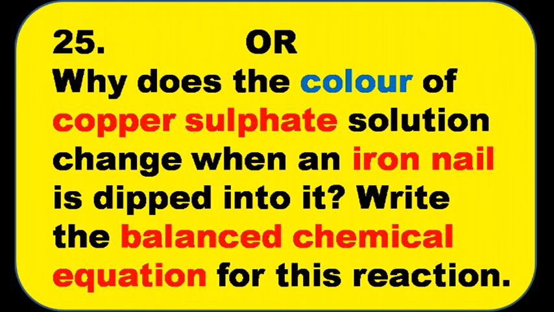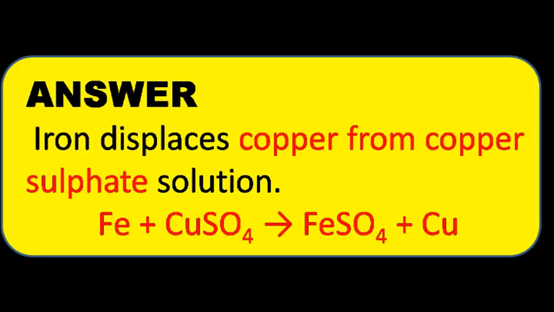Why does the color of copper sulphate solution change when the iron nail is dipped into it? Write the balanced chemical equation for this reaction. Iron displaces copper from copper sulphate solution. Fe plus CuSO4 gives FeSO4 plus Cu.